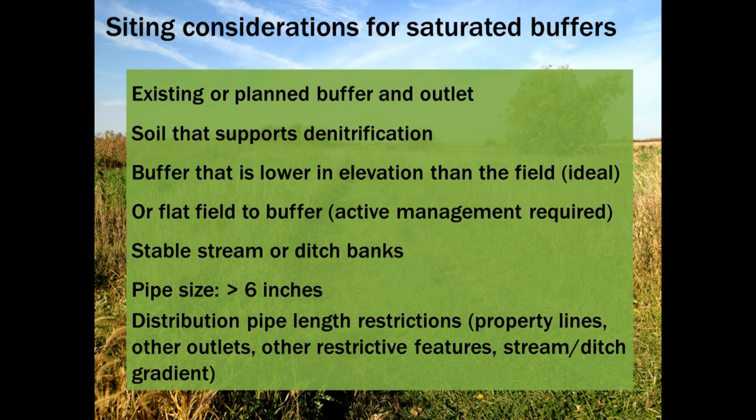And then another key consideration is we'd like that distribution line to be as long as possible. And so usually, the limiting factor is going to be we're going to run into a property line, we're going to run into another outlet, we're going to run into a depression or a swale or something like that that's going to limit the length of that distribution line. And so knowing how far we can run that distribution line becomes important. We typically like to get at least 500 feet or more of that distribution line. And so if there isn't some other restrictive feature that's going to limit that, that's what we're looking for.